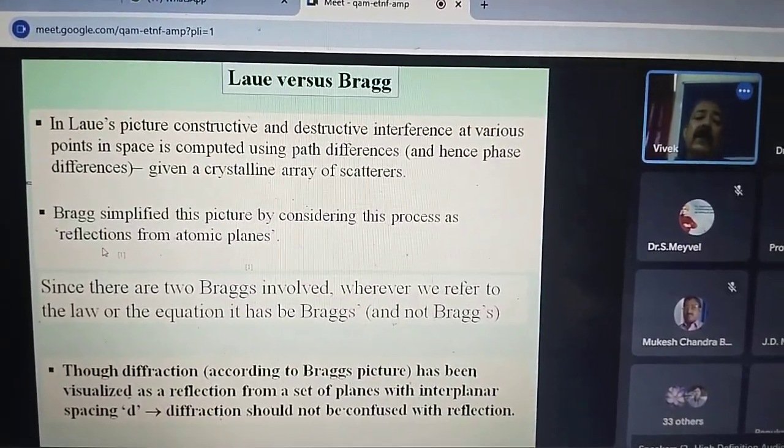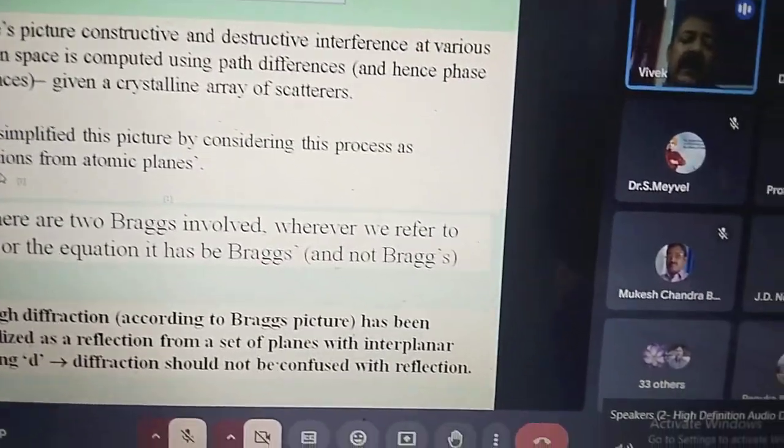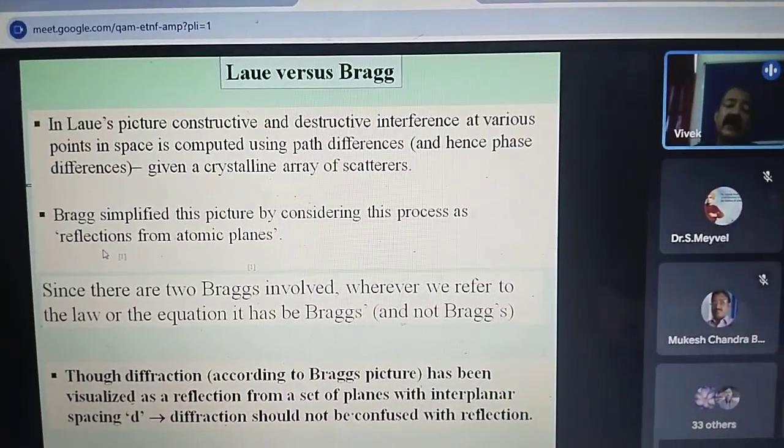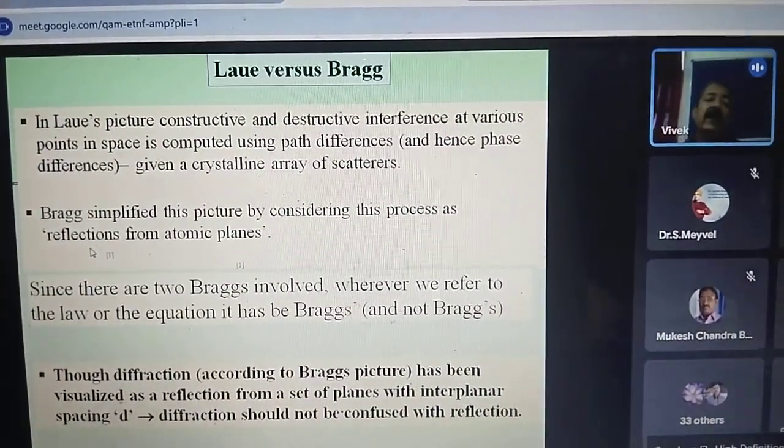In a plane, if an atom is not present, we will not get any reflection. This is called extinction. Some reflections are missing.